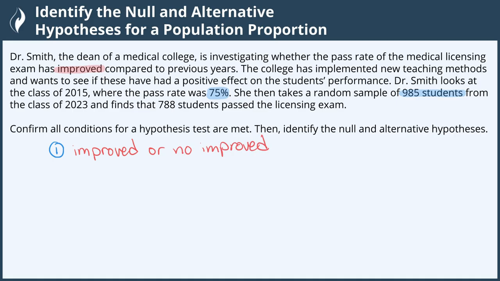pass rate. The second stipulation that we need to meet is that the information has been randomly selected. So let's look at our data. It says she takes a random sample of 985 students. So yes, the data has been gathered randomly.